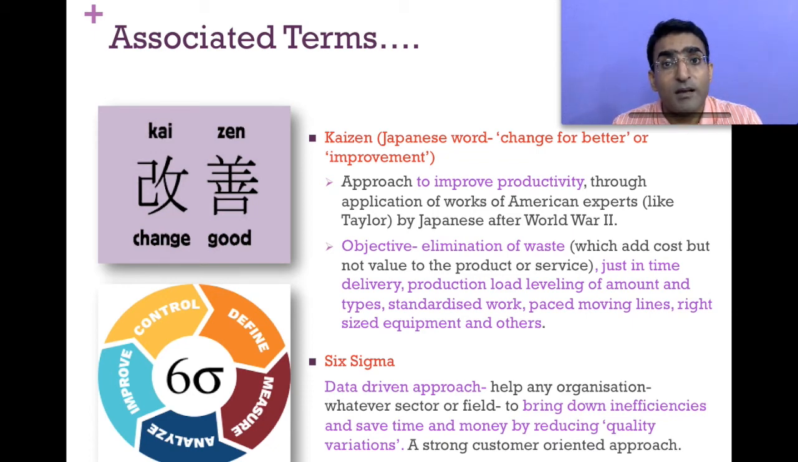Then comes Six Sigma. I heard it for the first time when these Mumbai dabbawalas were given the Six Sigma rating. Probably one of the very few organizations who get that level of expertise. They bring down all the inefficiencies, they remove them, they save the time, they save the cost, and they are able to serve the customer in the best possible manner, because the customer is the king in the market. So this is what it is.